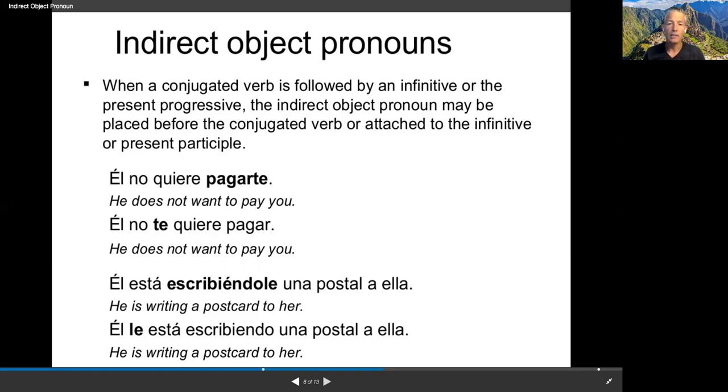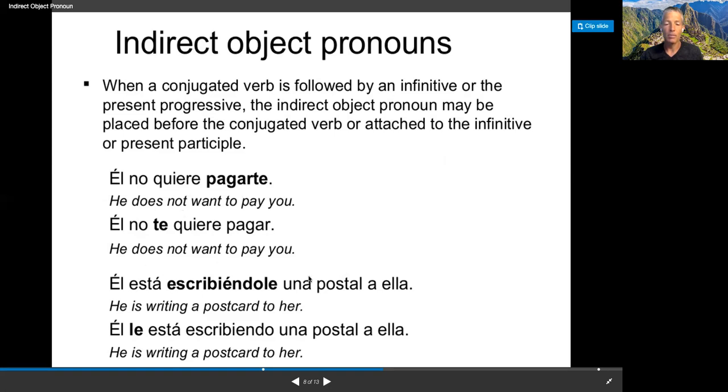Él no quiere pagarte versus él no te quiere pagar. You have two verbs, quiere and pagar. So since you have two verbs, you have a choice on where you can place te. It can go after the second verb attached to the end, or it can go before the first verb, not attached to anything. Both are correct. They both mean exactly the same thing.